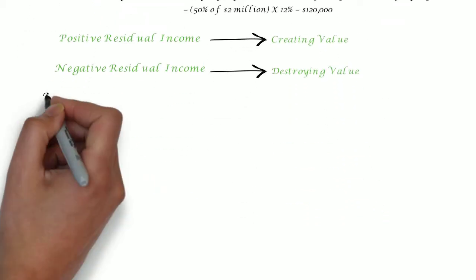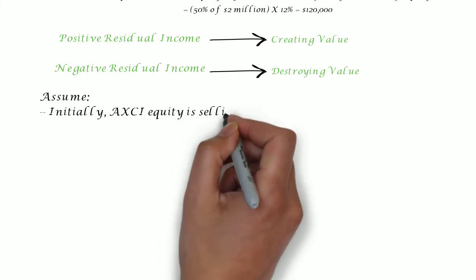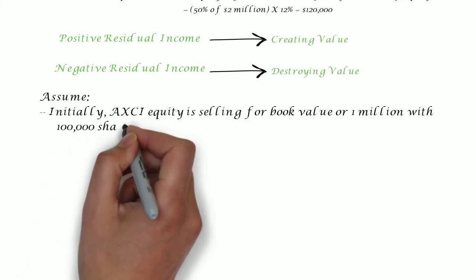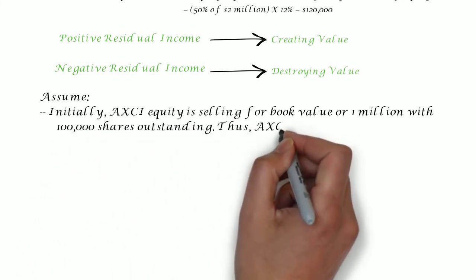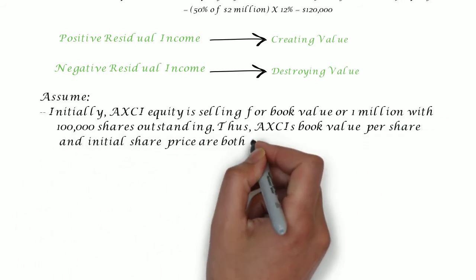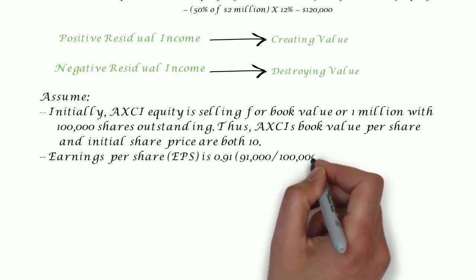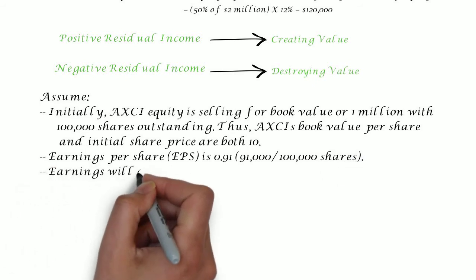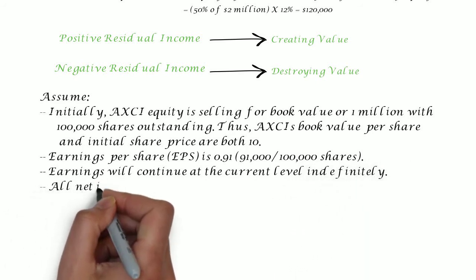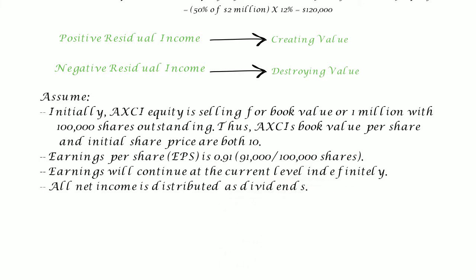To illustrate the effect of residual income on equity valuation, let's continue with our example of AXCI presented in the previous example. Let's assume the following. Initially, AXCI equity is selling for the book value of $1 million with 100,000 shares outstanding. Thus, AXCI's book value per share and the initial share price are both $10. Earnings per share, or EPS, is given by the net income of $91,000 divided by the number of shares outstanding of 100,000, or 91 cents. Let's assume the earnings will continue at the current level forever. And let's also assume that all of the net income is distributed as dividends.